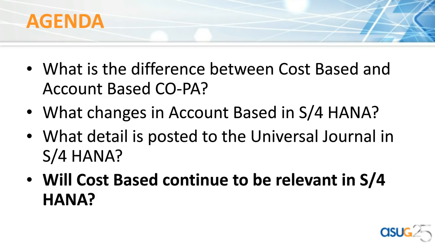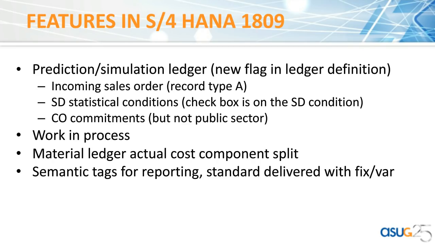So some of the things that worried me, what about incoming sales orders? I was a big fan of record type A in cost-based COPA. Those of you that use it may know what I'm talking about. I want to see contribution margin for incoming sales orders prior to post-goods issue. I had a few other things on my open concern list as well. So here are some things that I learned just last week that I'm really happy to share with you about 1809 that, again, I feel move us even closer to not having a requirement for cost-based COPA in S/4HANA.